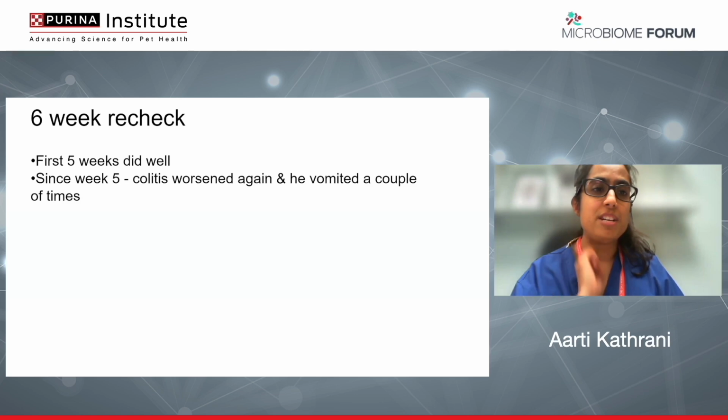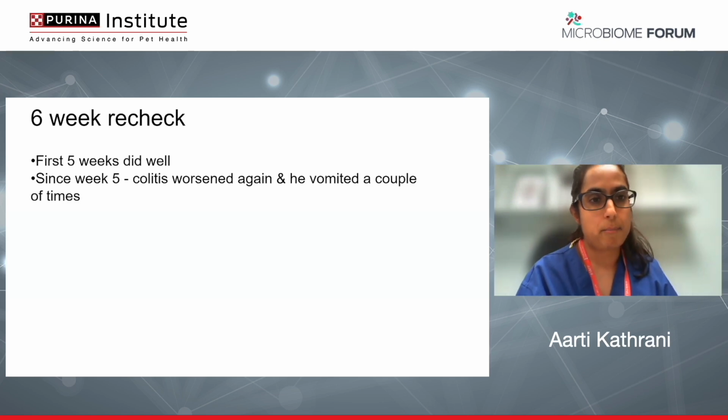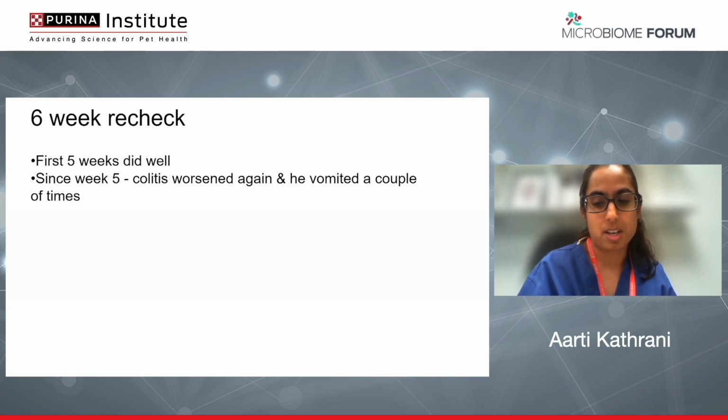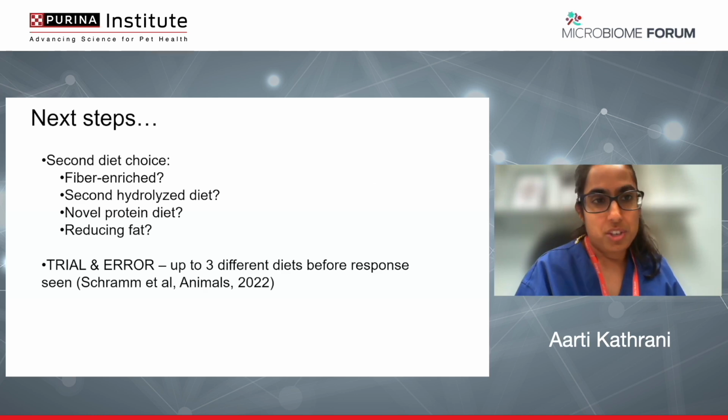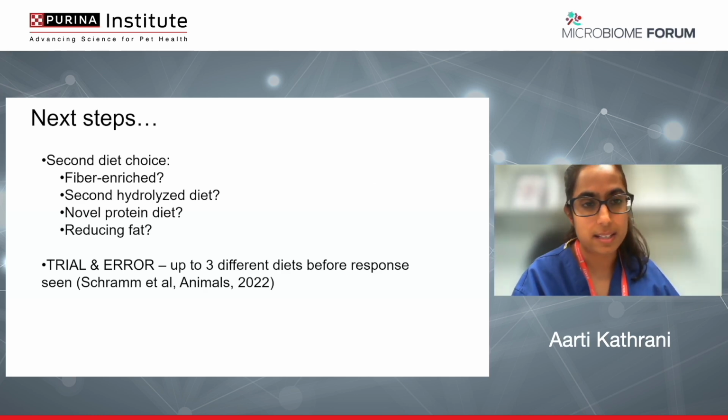So, 6-week recheck, the dog did really well for the first 5 weeks. But since week 5, the colitis worsened again, and he vomited a couple of times. So what are we going to do now? The dog has, you could say, failed that diet. And the owner's very frustrated.